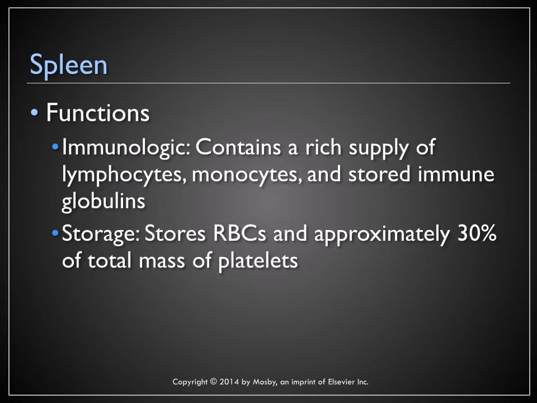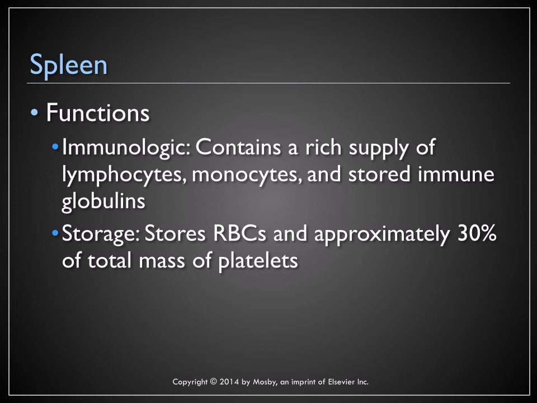Next, slide 44. We'll discuss a little bit about the immunologic function of the spleen. It has the immunologic function because it has a rich supply of lymphocytes, monocytes, and stored immune globulins, which play an important role in filtering circulating bacteria, especially encapsulated organisms such as gram-positive cocci.